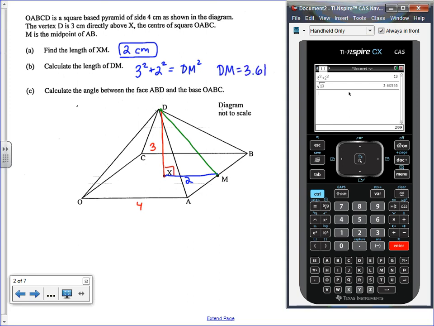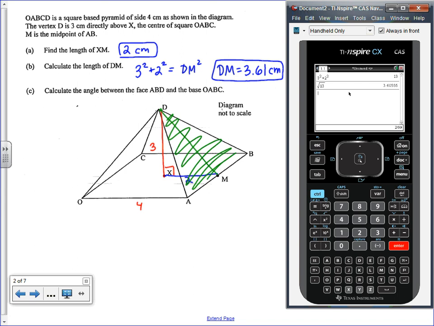We want to show our working there, just in case we were to make a careless mistake. The units are centimeters. So we could still get some partial credit for having the correct formula filled in the Pythagorean theorem. And now it asks us to calculate the angle between the face ABD, which is that triangle over here, so this whole face, and the base of this pyramid, which is the square OABC.